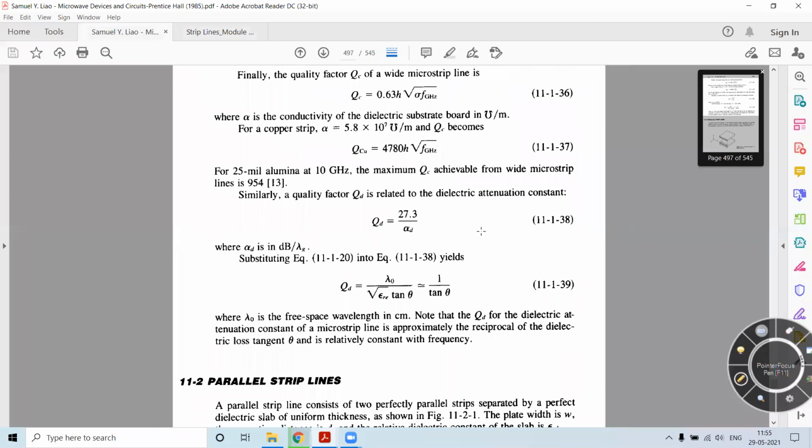So this is the quality factor specification with respect to the conductor and the dielectric. In short, QC is 27.3 divided by alpha C, and QD is 27.3 divided by alpha D. And if you want, you can make the necessary adjustments in these equations and obtain the relevant parameters.